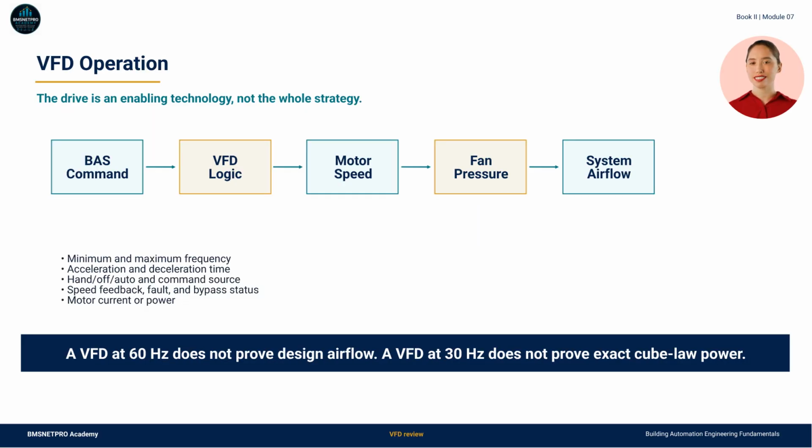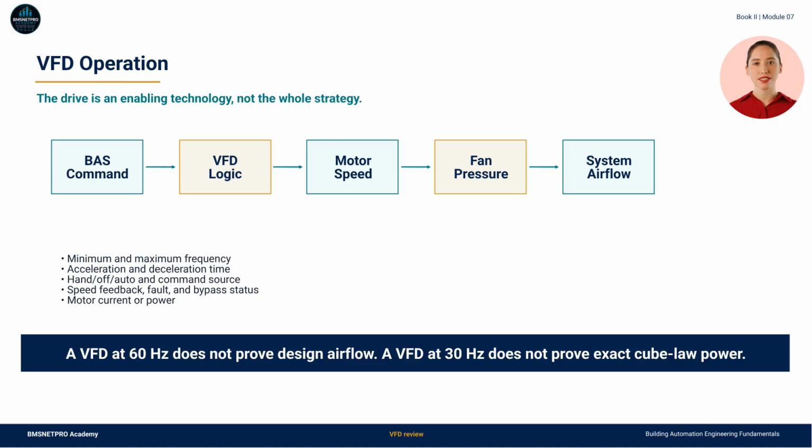VFD is an enabling technology. It gives the BAS a way to change fan speed, but it is not the complete strategy. When you review a VFD, follow the complete chain: BAS command, command source, handoff auto status, minimum and maximum frequency, acceleration time, actual speed feedback, current power, fault status, and bypass status.